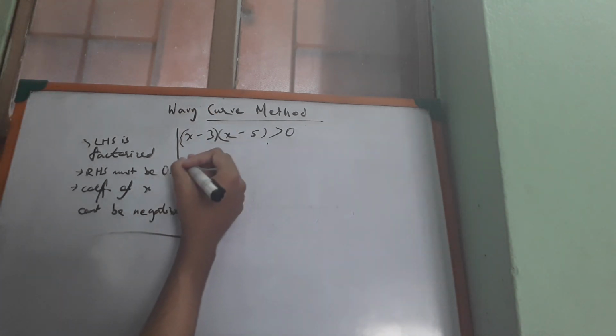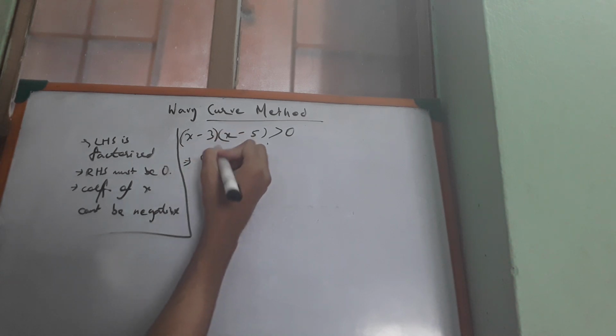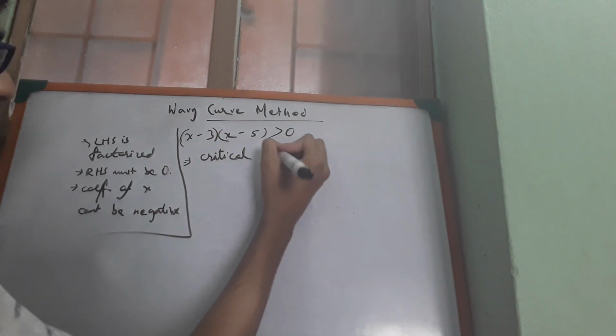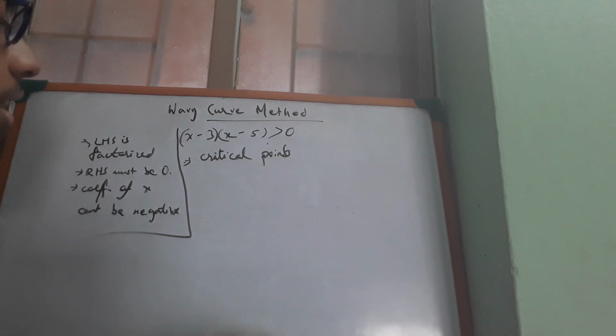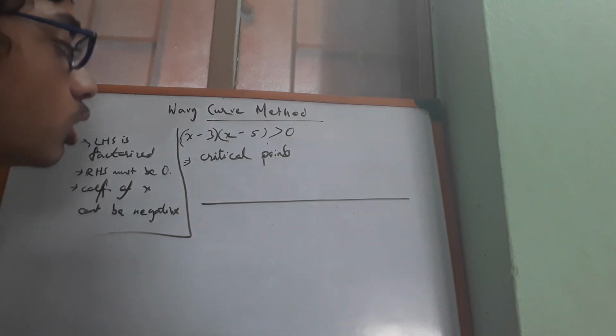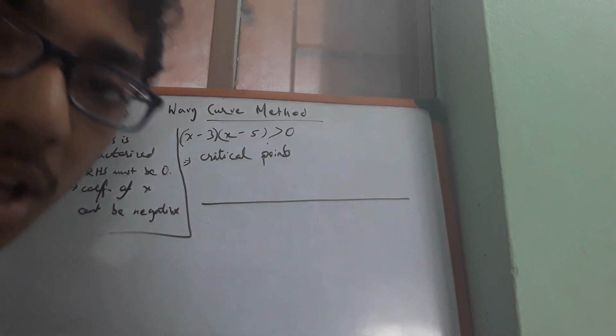So how do we solve these kinds of questions? First of all, you need to understand the concept of critical points. This is nothing hard, I'm just telling you in one single sentence. Critical points are, first of all, draw a number line. Critical points are those points on the number line at which this expression becomes 0.